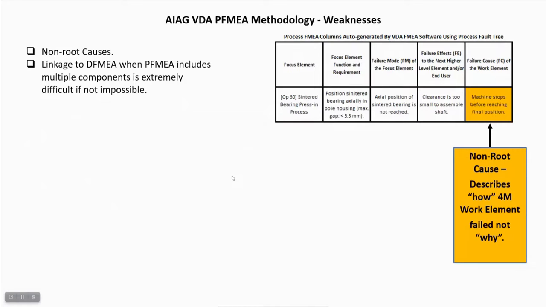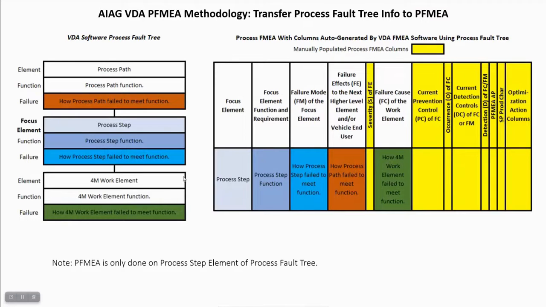Now, the two major weaknesses of the AIAG VDA PFMEA methodology, and that I believe collectively have led to the non-adoption of this method, okay? The first one is non-root causes. And the reason you end up with non-root causes is the method tells you, we go back here, the method tells you to take the failure of how to meet the element function and stick it in the cause column. Well, the problem is when we're doing a PFMEA, we're not interested in how this process step failed to do what it was supposed to do.